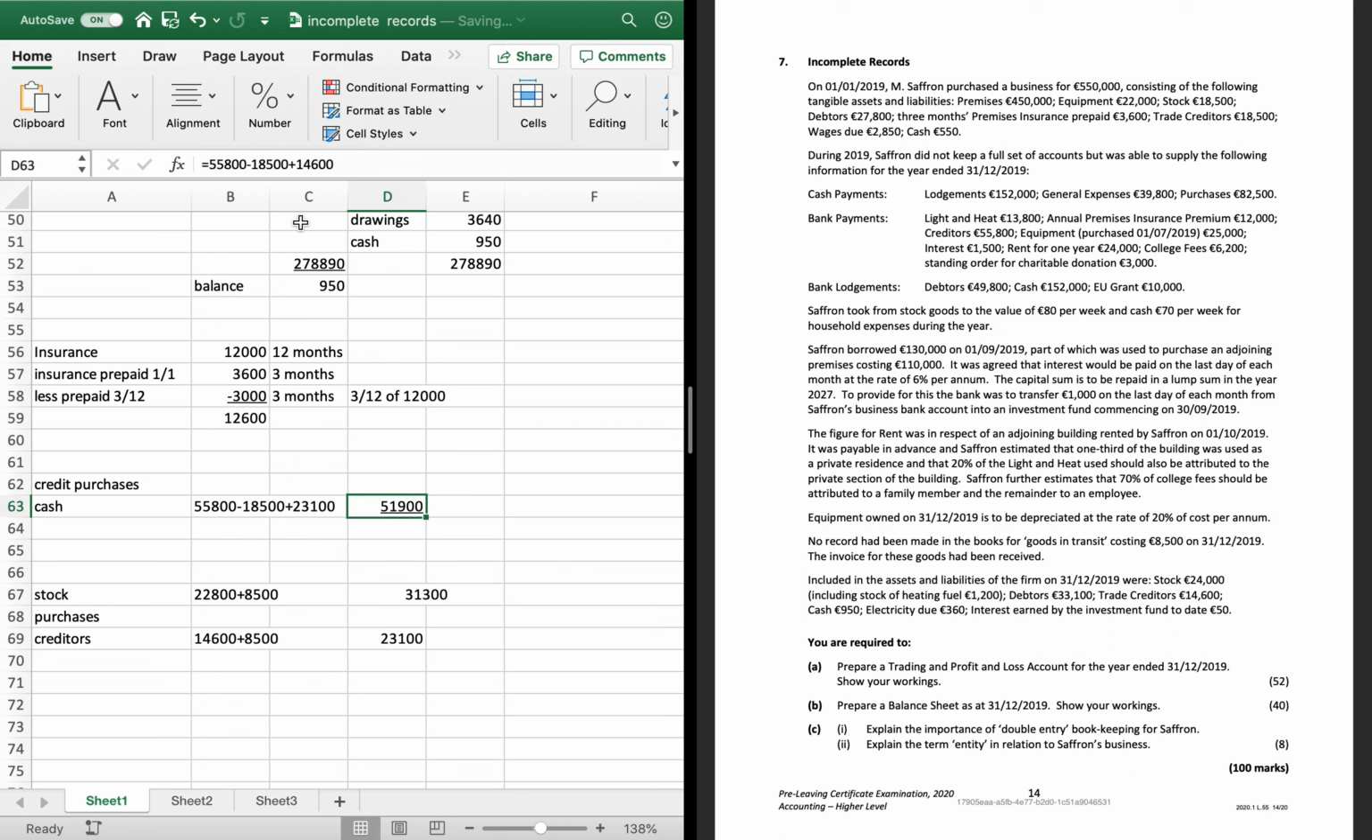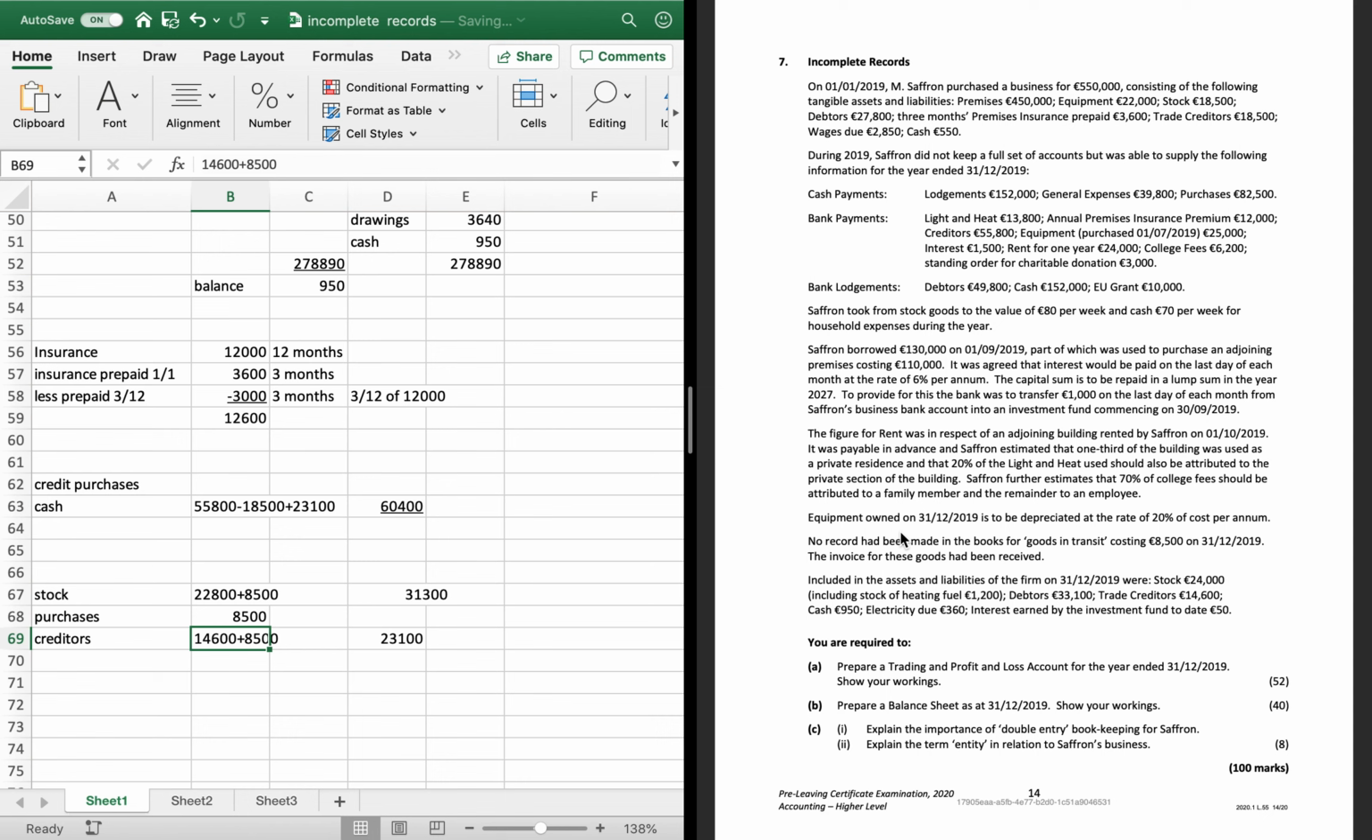So that 51,900 would go up to 60,400. So that's our increase of 8,500. So that's our purchases has gone up by the 8,500. Okay. So that's just what we do with that one there.